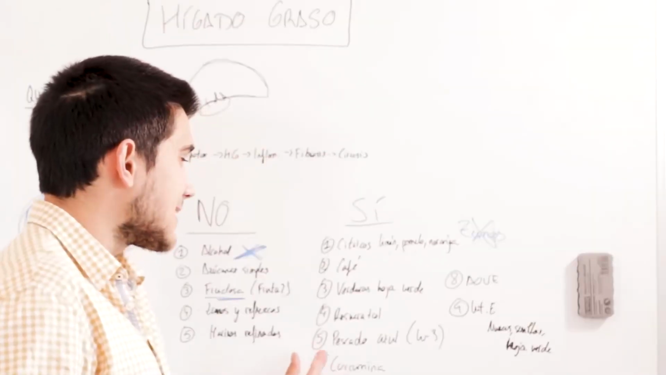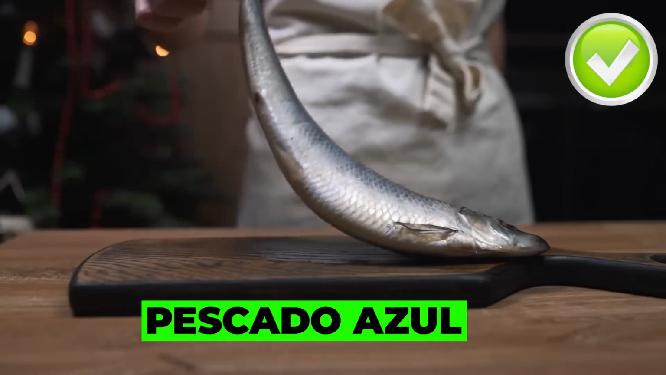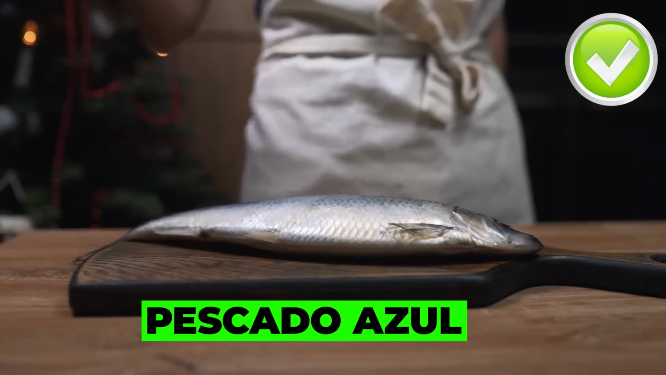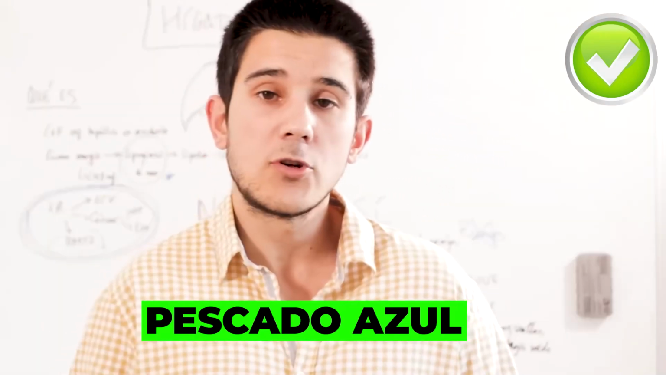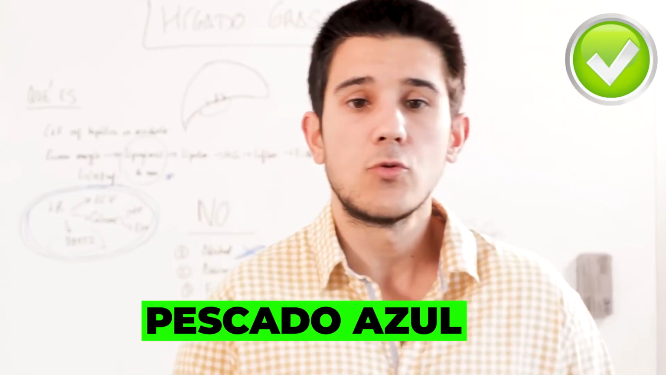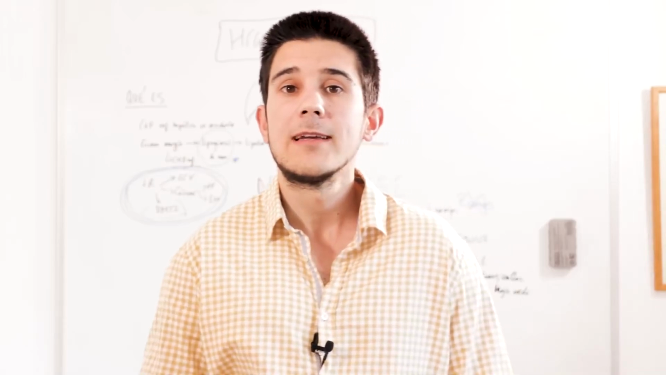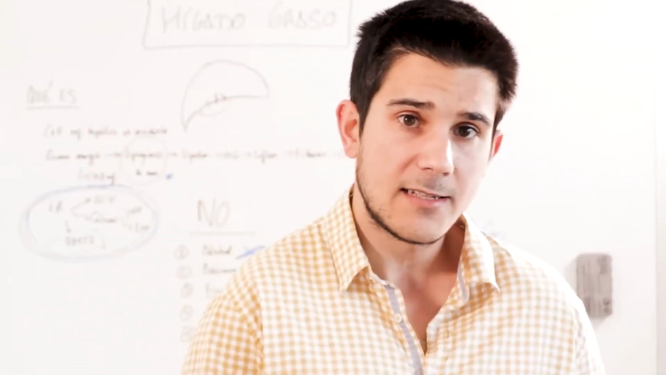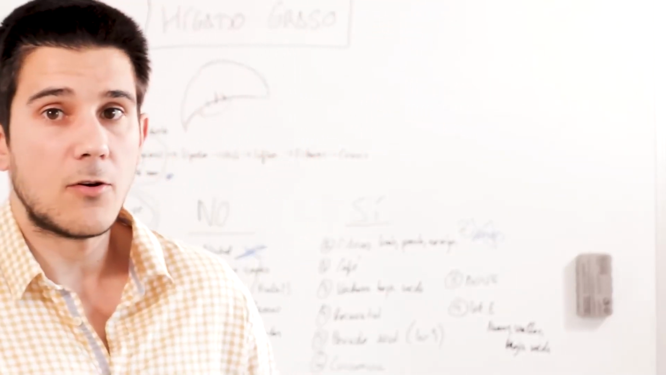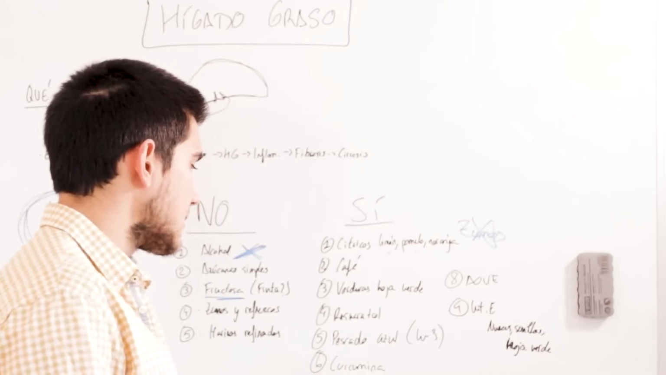Fifth point, bluefish. It seems that the omega-3 content of bluefish, and not just omega-3 taken in supplements, seems to improve fatty liver. We have foods like sardines, tuna, mackerel, also salmon, okay? Well, they are very rich in omega-3s, in these essential fatty acids, and they also decrease liver inflammation and improve the lipid profile, also interesting in this disease.